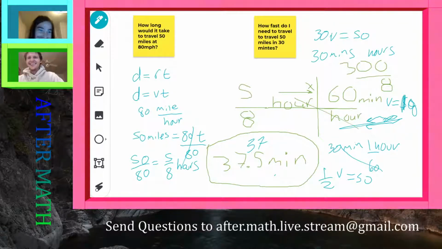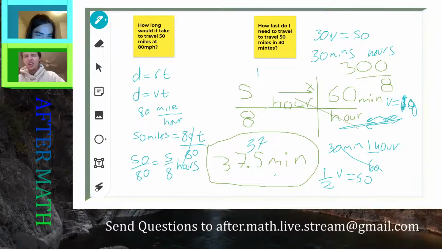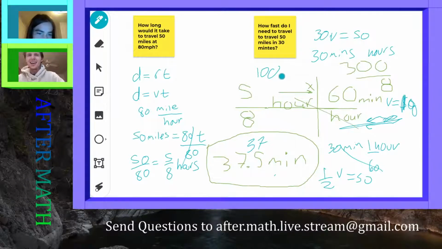That's not a dollar sign, for all of you money greedy people out there. It's one, right? So it's 100 miles per hour.